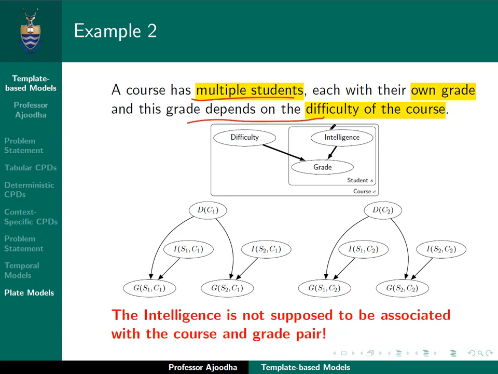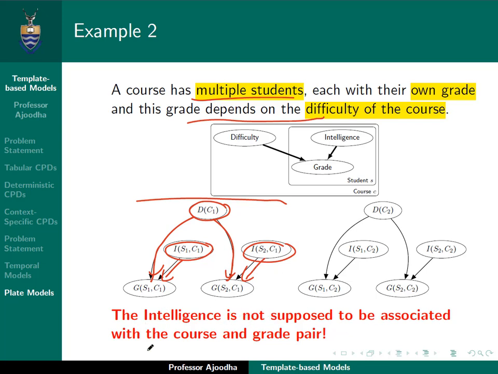So if you try to unroll this one, you would end up with something like this, where the difficulty here is common between this grade and this grade, and the intelligence here is independent of the other intelligences and the other grades. But the problem with this, can you look at this? I've written it in red actually, the problem, so I can't even ask you what do you think is wrong with this graphical model.